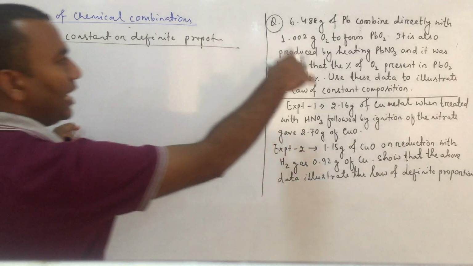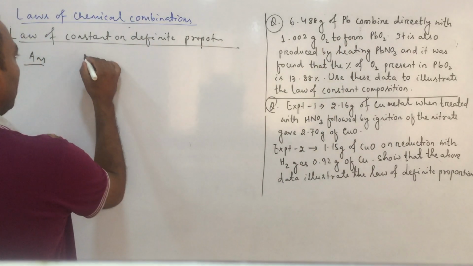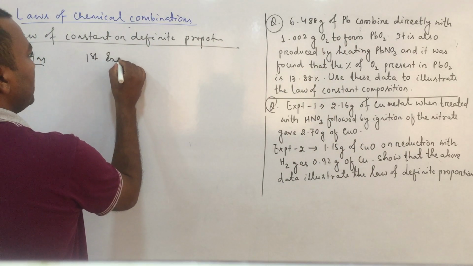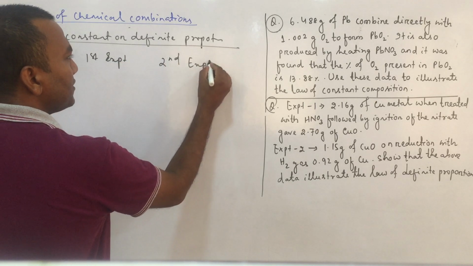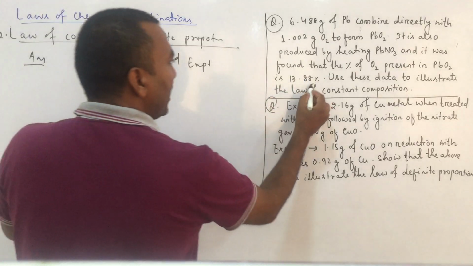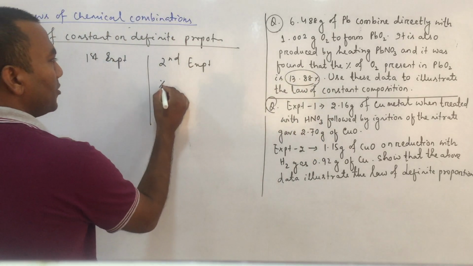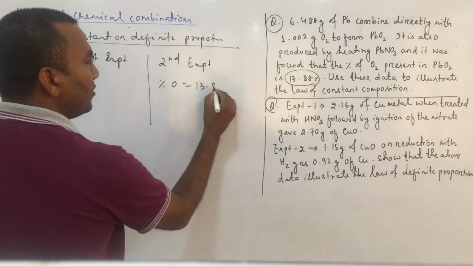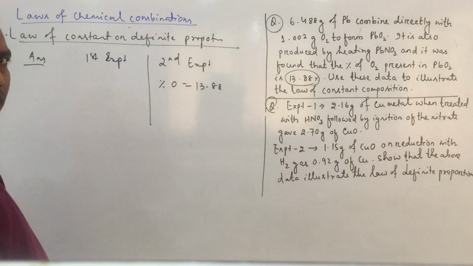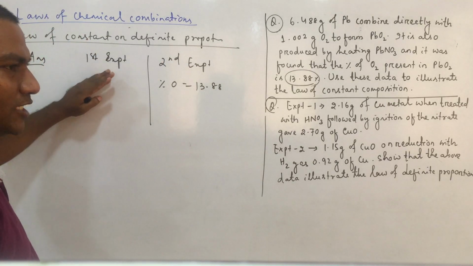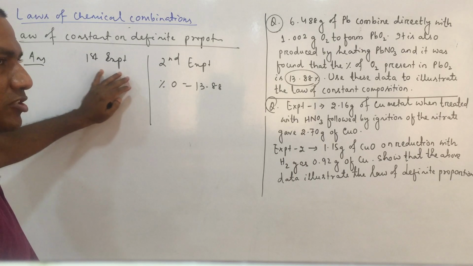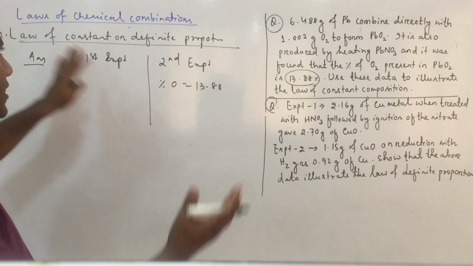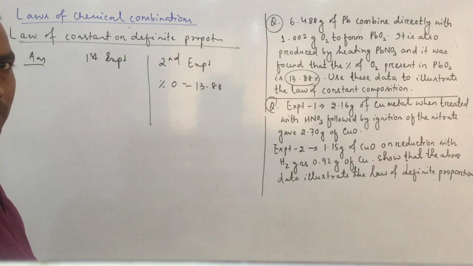So total how many experiments? Two experiments are given. So first experiment and second experiment. In the second experiment, it is given the percentage of oxygen equals 13.88. Now if in the first experiment you can calculate the percentage of oxygen equals 13.88, hence it obeys the law of constant or definite proportion.